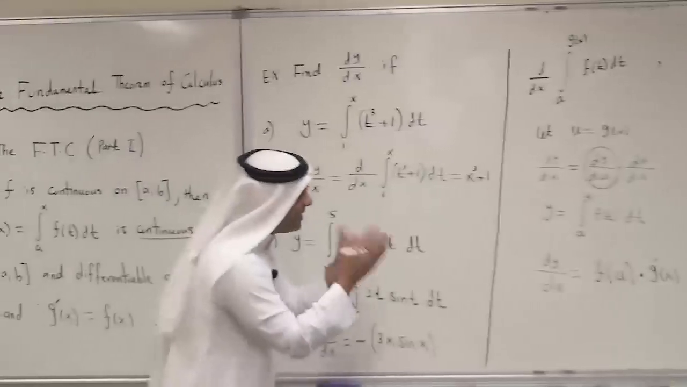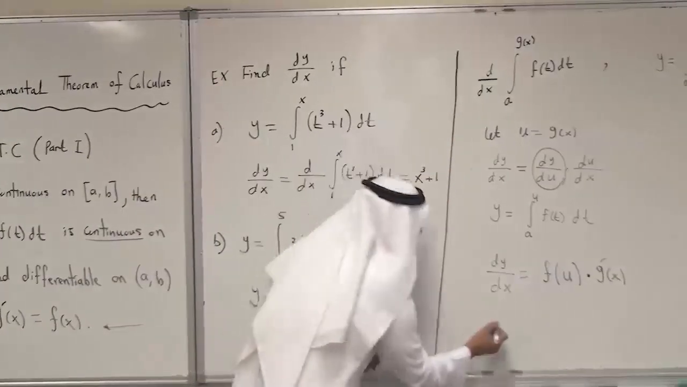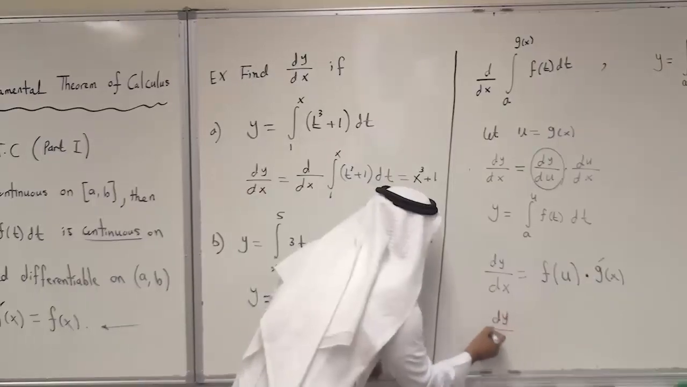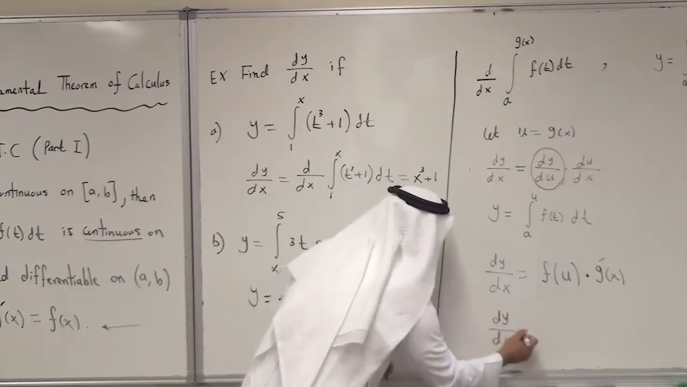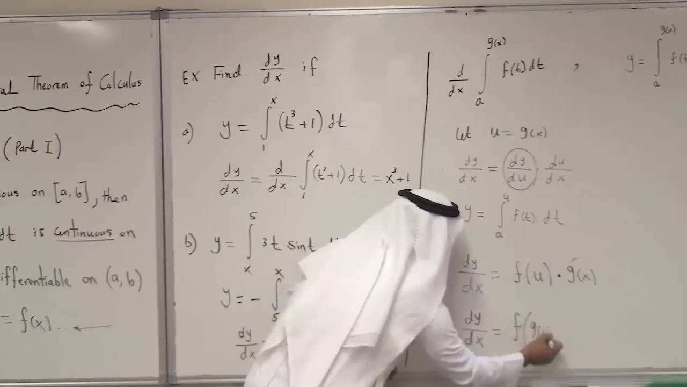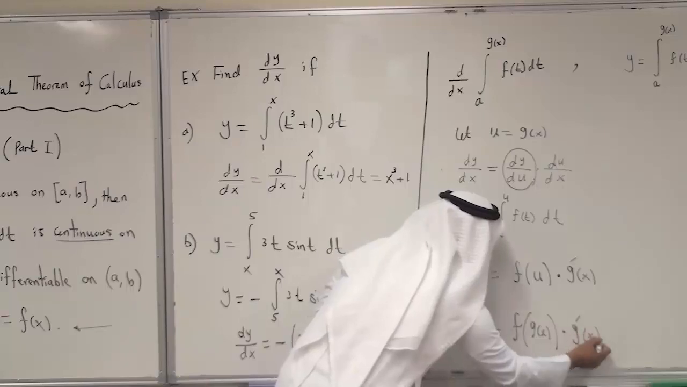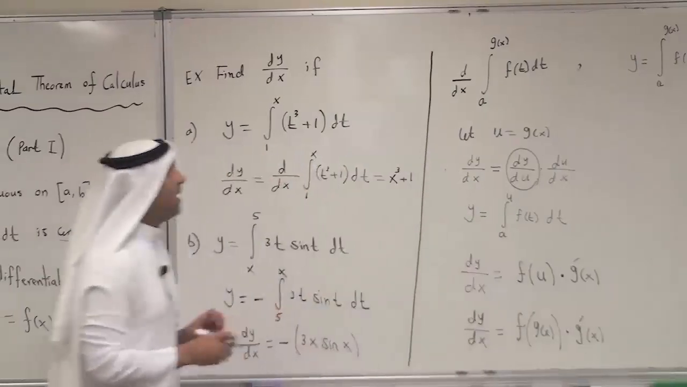We need the final answer in terms of x. So what is the conclusion now? y prime, or dy by dx, will be equal to what? It is f of g of x multiplied by g prime of x. That's exactly the formula we have here.